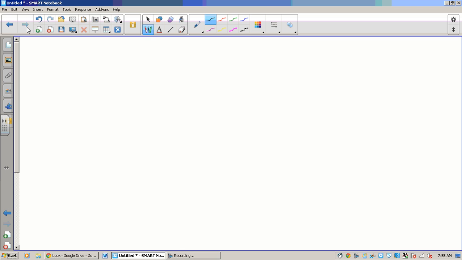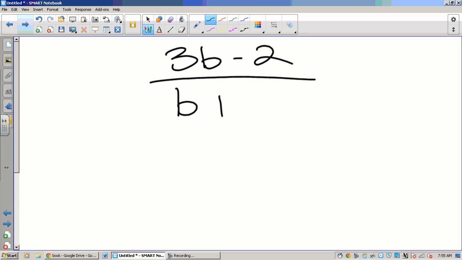So let me give you one. 3b minus 2 over b plus 7. It doesn't matter what's on top. I want you to think about this. You can even do it in your head. What would make this not true? What is the excluded value in this problem? Don't need hands at this point. Just want everyone to think about it for a little bit.